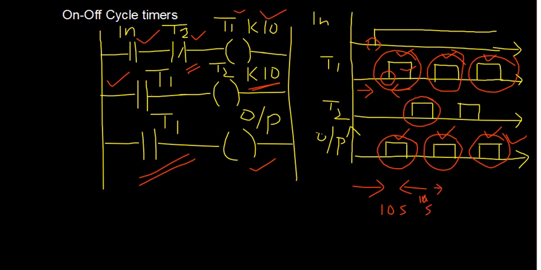Now if you want the time duration different as per your requirement, you can definitely set the value of K different for T1 as well as T2, and accordingly you may have the occurrence of this output at a different duty cycle rather than the 50% we are seeing right now, right? So that kind of application we can also have. This is referred to as on-off cycle timers, okay?